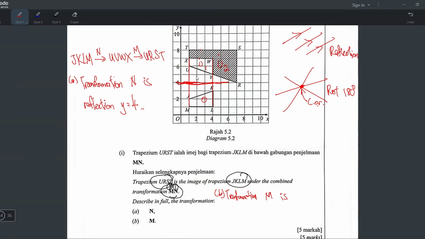Use the method I said just now, right? Check the size dulu, and you look at the size, you know already the size tak sama. So automatic is enlargement already. No need to check whether it's translate, reflect, rotate. If the size tak sama, automatic dia enlargement.